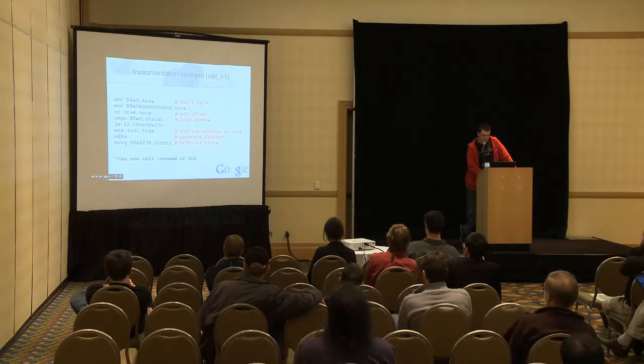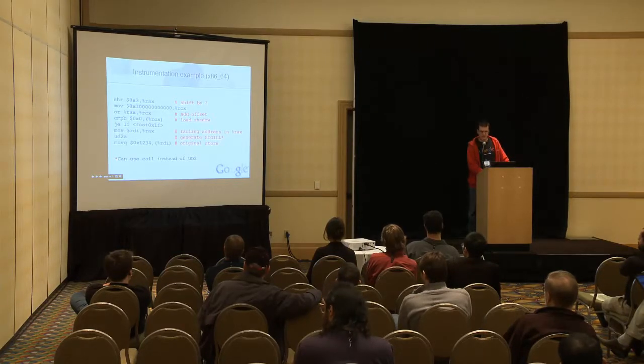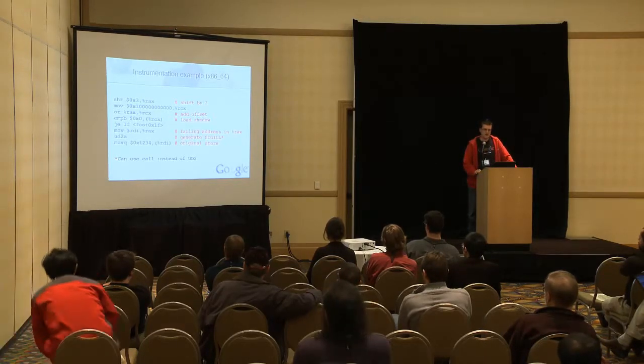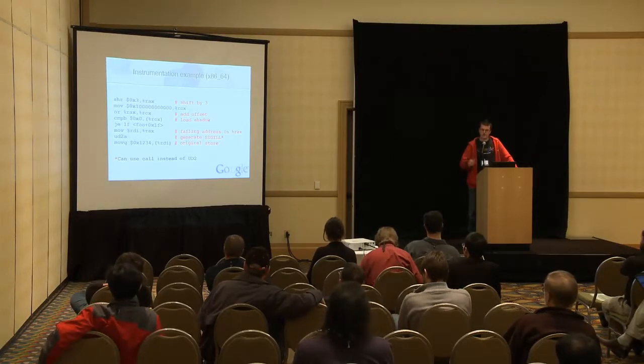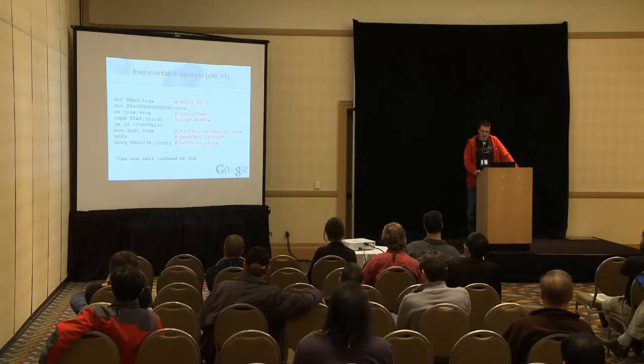In this example, we have an instruction that generates an illegal instruction exception, and before that, we put the original memory address into some fixed register so that the signal handler knows where to find the address. Another way to do the same thing is just to call a runtime function. It's slightly slower, but works the same way.